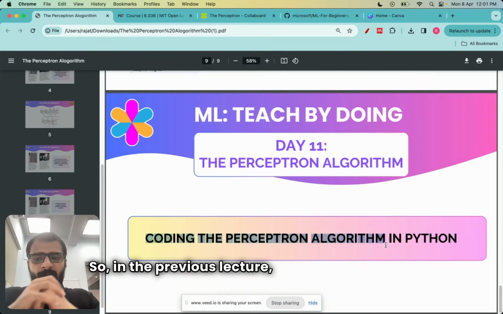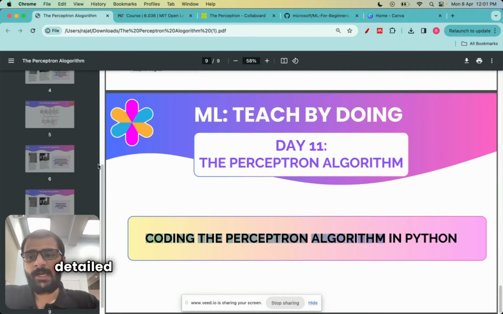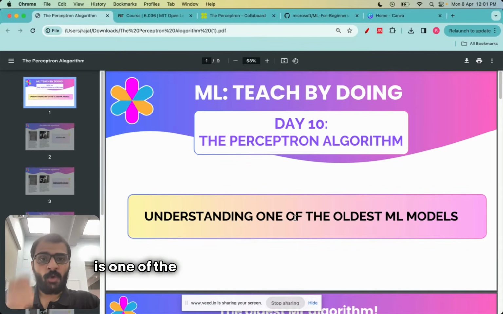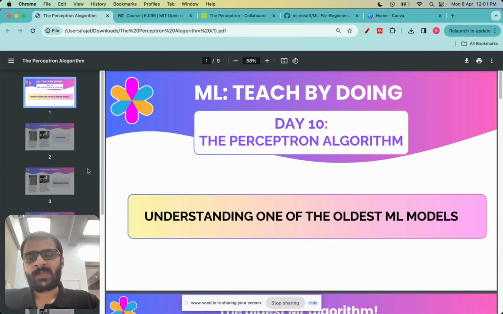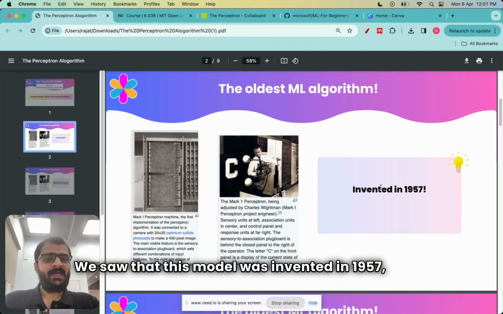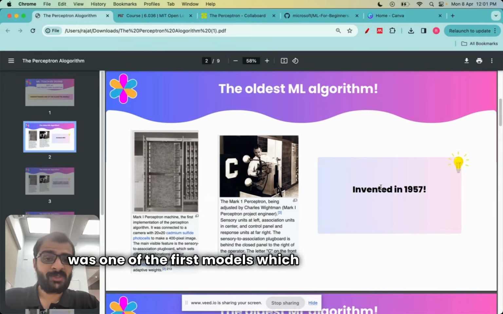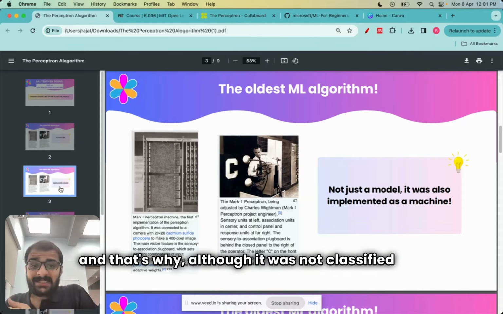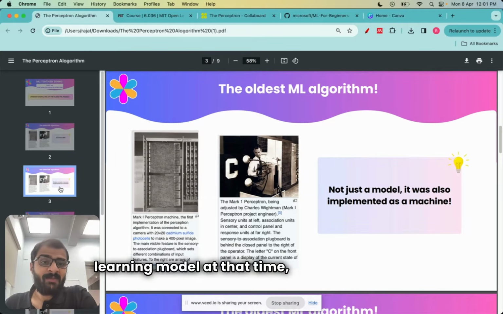So in the previous lecture, we took a very detailed look at the perceptron algorithm and saw that it is one of the oldest machine learning models. We saw that this model was invented in 1957 and it was one of the first models which really learned from data. And that's why, although it was not classified as a machine learning model at that time, it really was one.